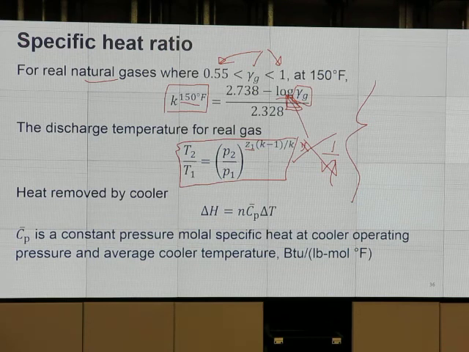You still recall the compression ratio? What is compression ratio? What is the formula for that? Is that a ratio of pressure, or ratio of volume, or ratio of temperature? Pressure. Yes.